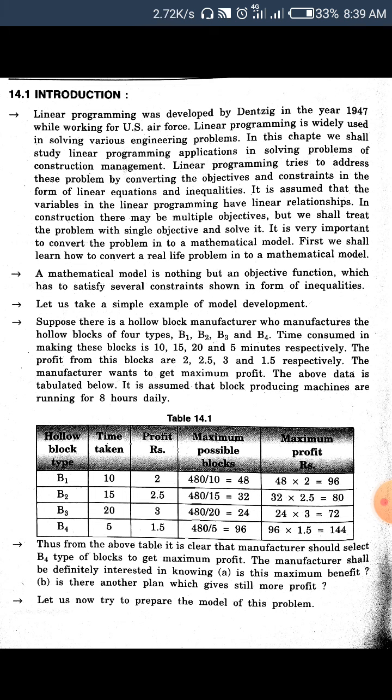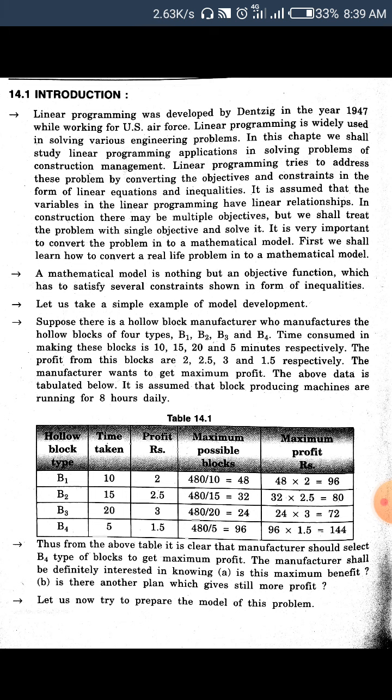The time consumed for making the block is given. In column number 2 of the table, the time taken to manufacture a single block is given. For manufacturing a B1 block the time taken is 10 minutes, for a B2 block 15 minutes, for a B3 block 20 minutes, and for a B4 block 5 minutes.